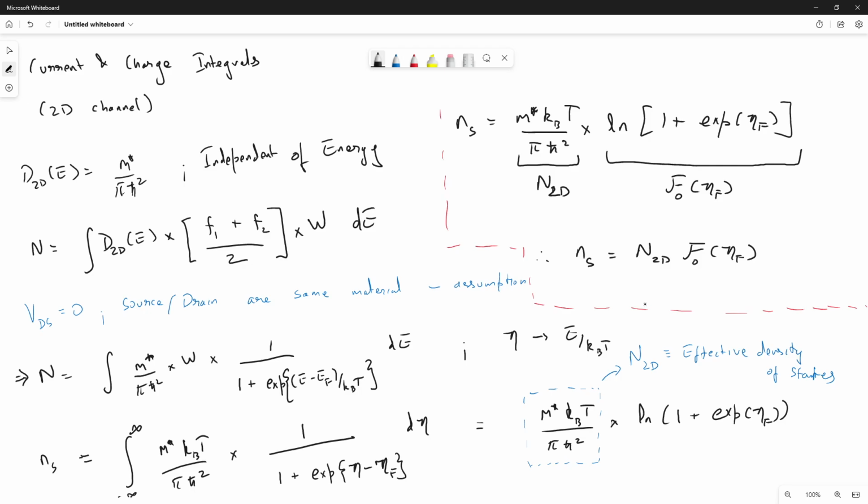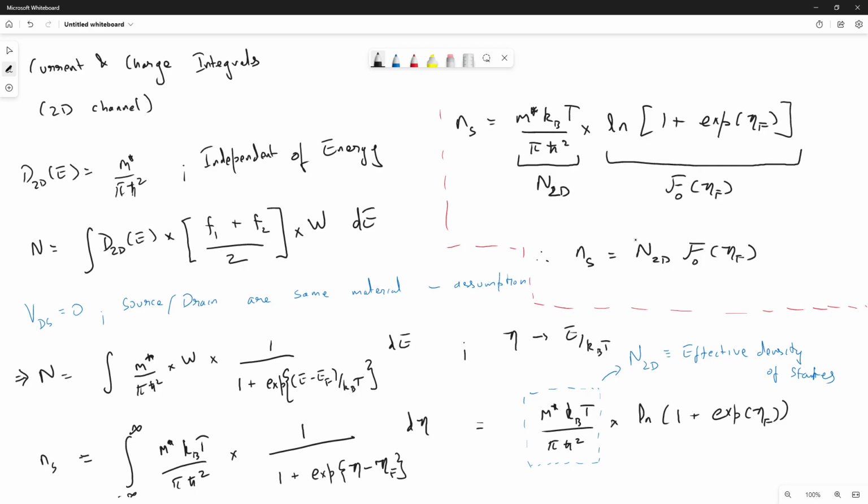Yes, sir. Now, even if this were not true, this constant will always come out because this effective density of states essentially comes from a change in variable going from E to eta. That will always happen, and in a 2D channel, this will always jump out. The only thing that may change is the source and drain Fermi levels may be different, or the source and drain might operate at different voltages. Other than that, whatever derivation we have followed is essentially the same.